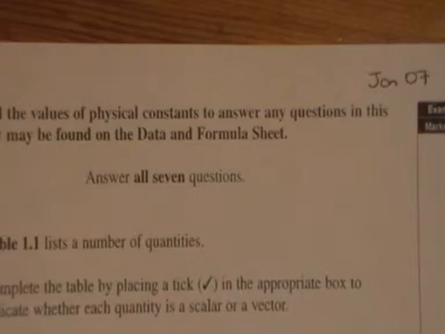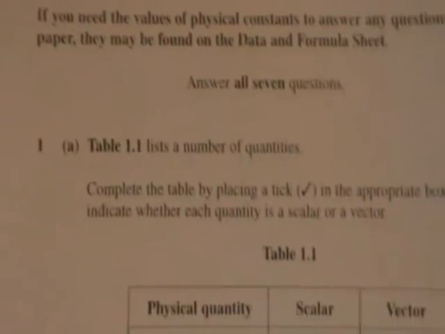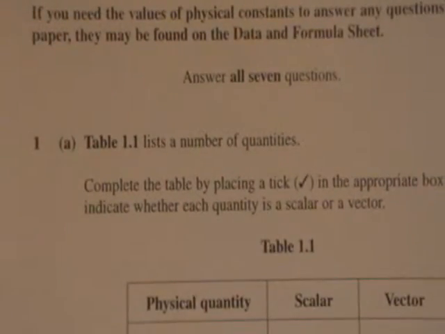This is January 07 and this is question 1. Table 1.1 lists a number of quantities. Complete the table by placing a tick in the appropriate box to indicate whether each quantity is a scalar or a vector. So that's very similar to the previous year's question as well.